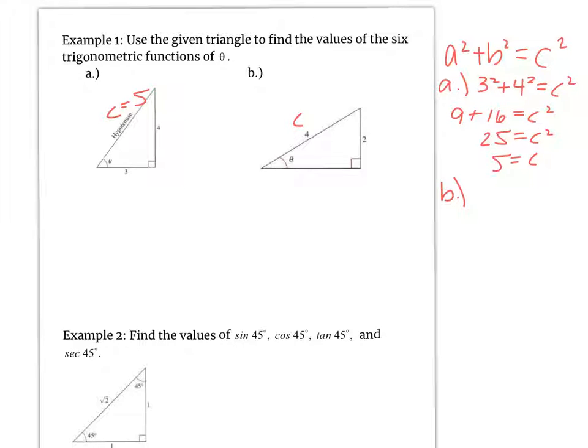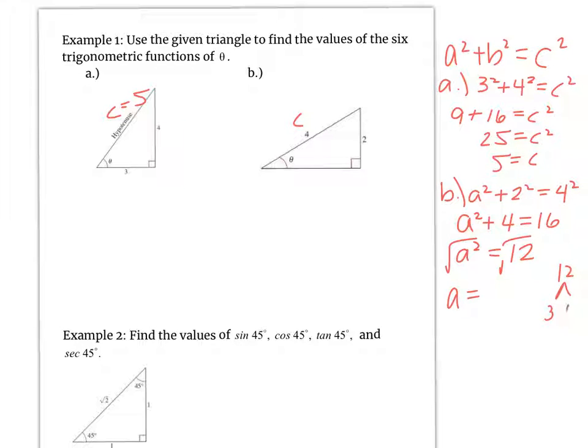On B, I've been given my hypotenuse. What I'm missing is one of the other sides. So we're going to put a squared plus 2 squared equals 4 squared. So this is a squared plus 4 equals 16. A squared equals 12. When I square root this, 12 is not a perfect square. So remember, we're going to separate 3 and 4, which is 2 and 2. So this would be 2 square root of 3.